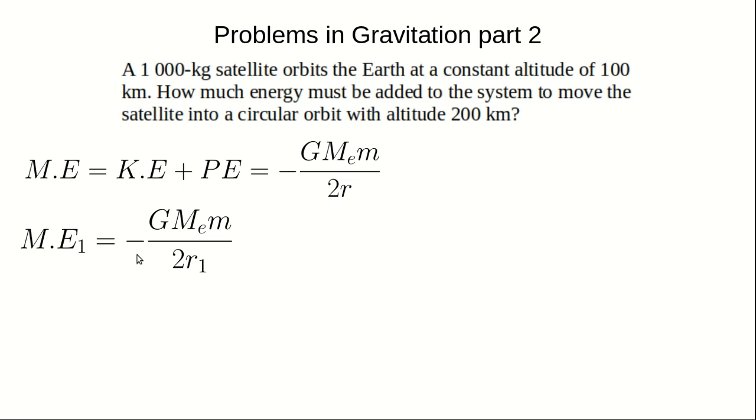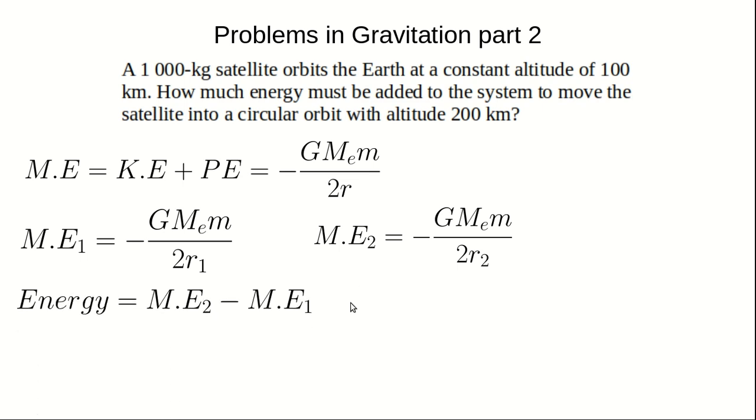Okay, so we know that the mechanical energy for the first orbit is going to be written with this R1, which is 400. Then the mechanical energy for the second orbit is going to be ME2, which is this. So the difference between this and this will give us the energy that must be added to move it from the lower orbit to the higher orbit, and that is given by energy equal to mechanical energy 2 minus mechanical energy 1, right? So what is this particular one? It is this one minus this one. So let's see how it goes.